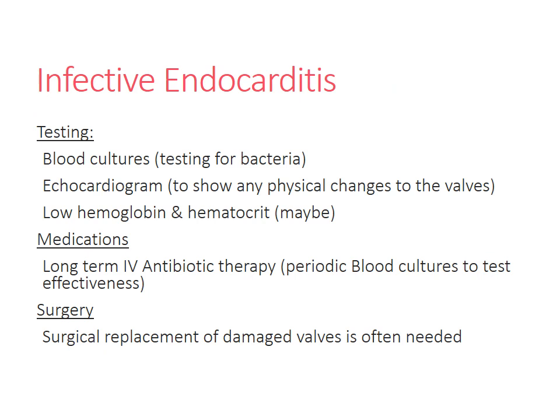So the most reliable way to test for infective endocarditis is to do a blood culture. We can look at anaerobic and aerobic cultures, and that can tell us if there is the presence of infection in the bloodstream. We can also do an echocardiogram, remember just an ultrasound basically of the heart, to show any physical changes to the valves.